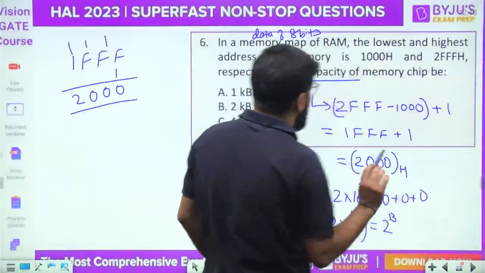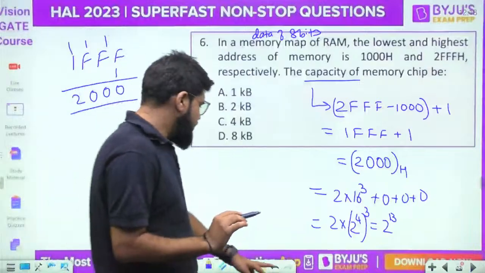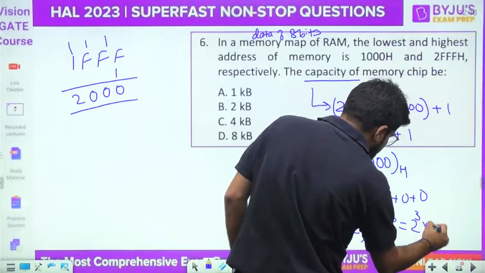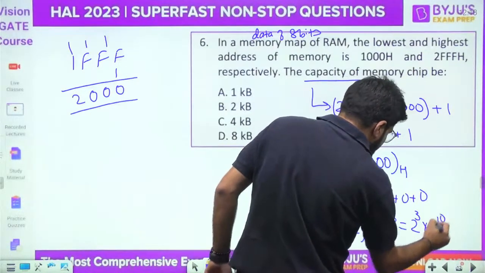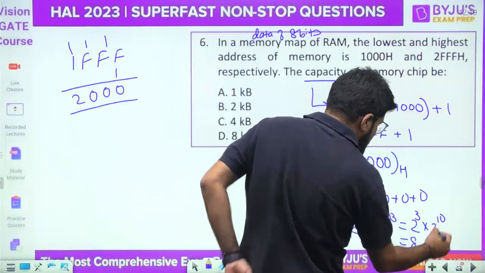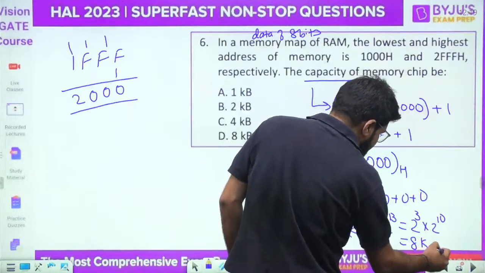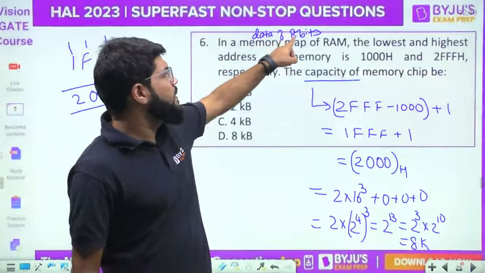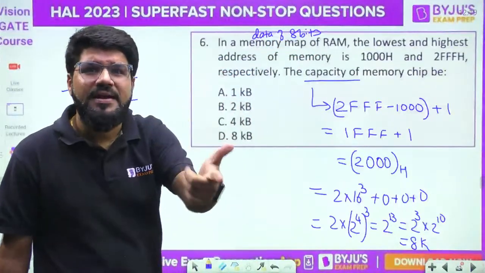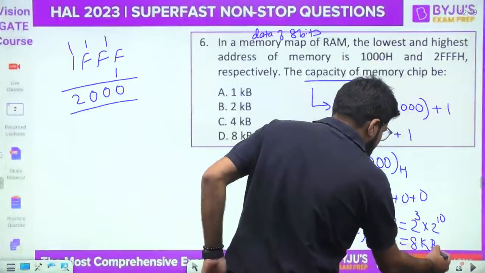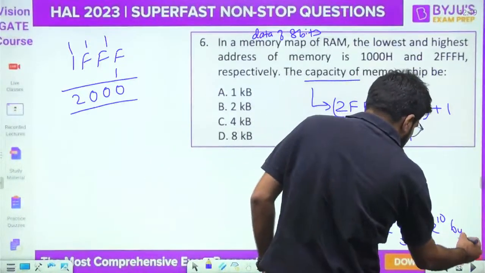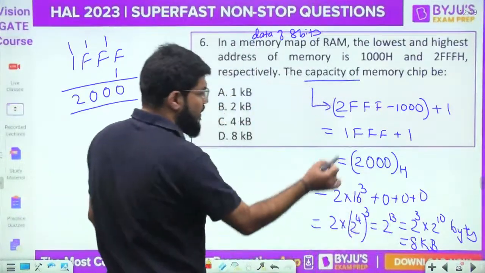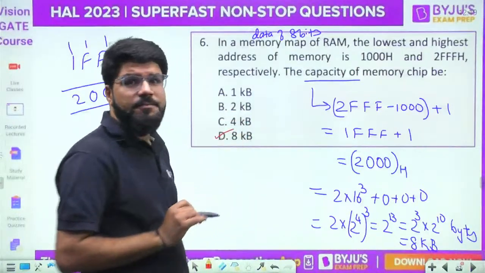So you have 2 power 13 locations. That's what you are able to say. 2 power 13 will be 2 power 3 into 2 power 10, and 2 power 3 is 8. 2 power 10 is K, so it is 8K. Now, every particular place will store 8 bits, and 8 bits is already a byte. So I can write 8 kilobytes. So option number D.